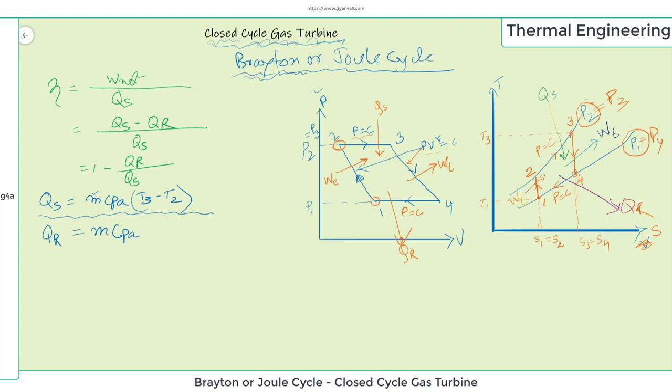Till now it is air, because the same air circulates in the system. In all the processes it will remain air. Only its pressure, temperature, volume, etc. will change, but it will remain air.